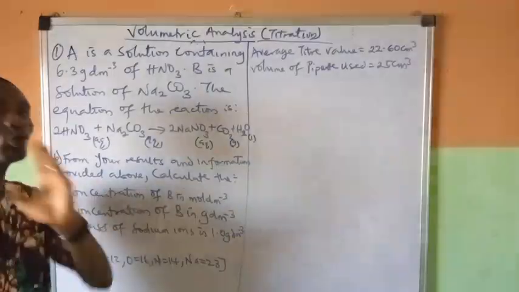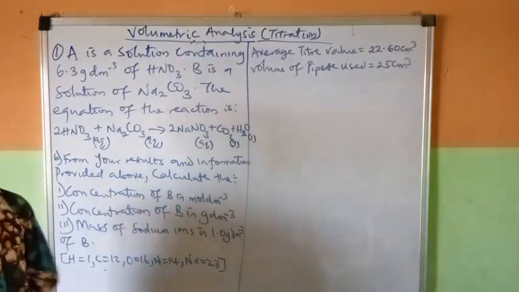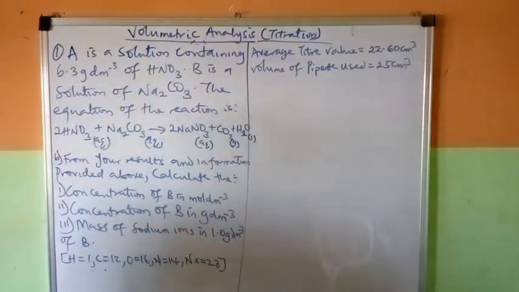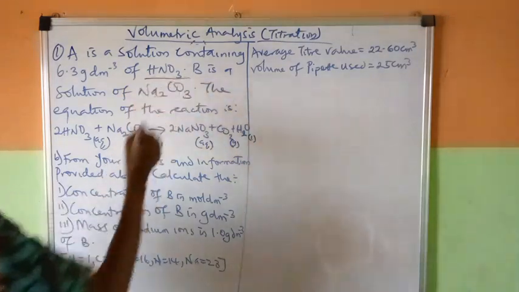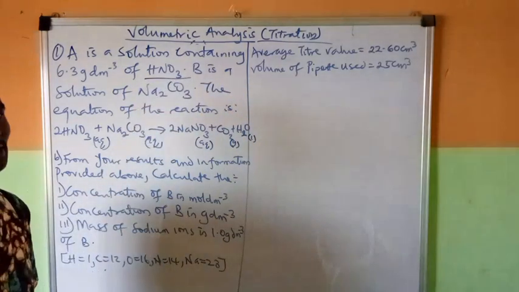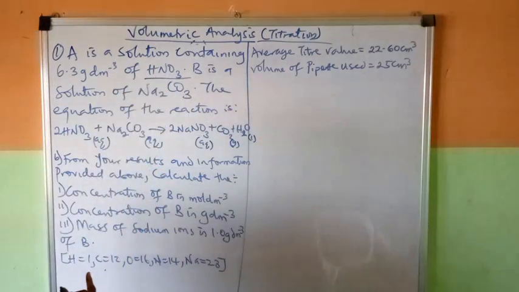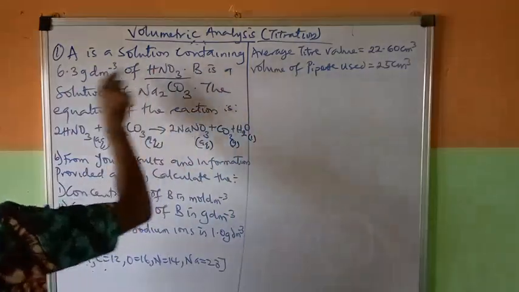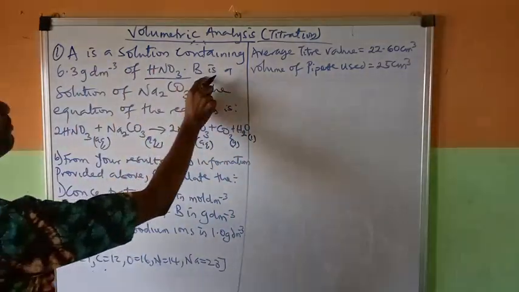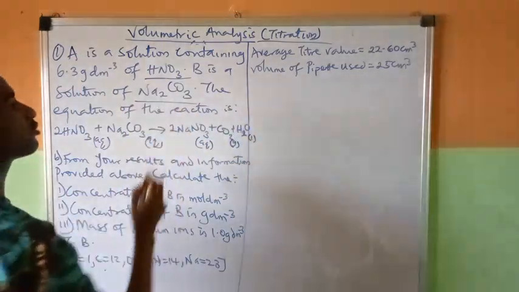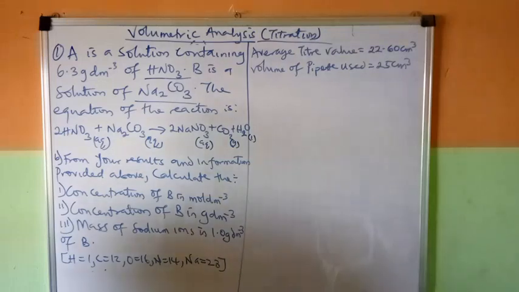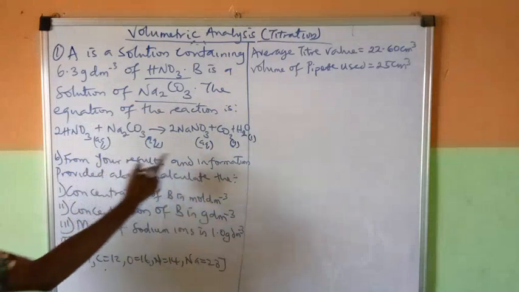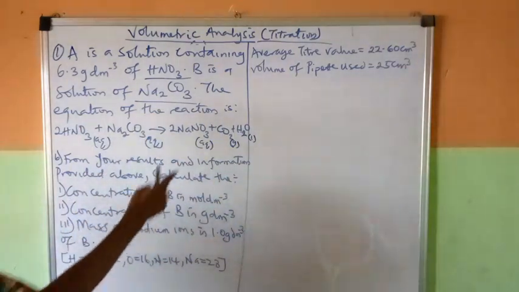Now, let's look at the typical question that you could be asked in your chemistry practical. A is a solution containing 6.3 grams per dm³ of HNO3. This HNO3 is trioxonitrate(V) acid. So this is the acid in your question. They said A is a solution containing this, while B is a solution of sodium trioxocarbonate(IV), Na2CO3. The equation of the reaction is given, so you'll be given an equation. From your results and information provided above, calculate.